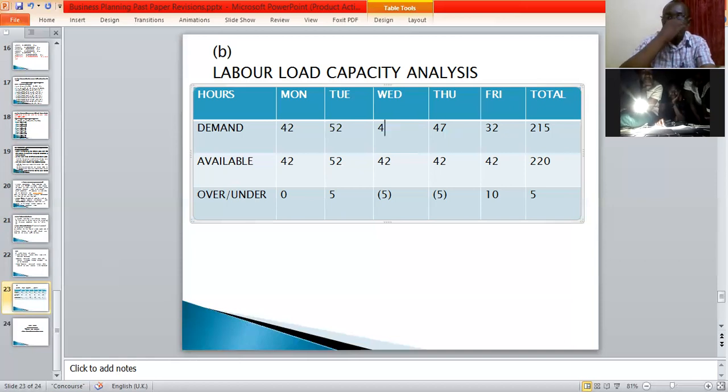And here, the balance now becomes 0. And here the balance becomes 0. We have done a resource leveling. Any problem so far?